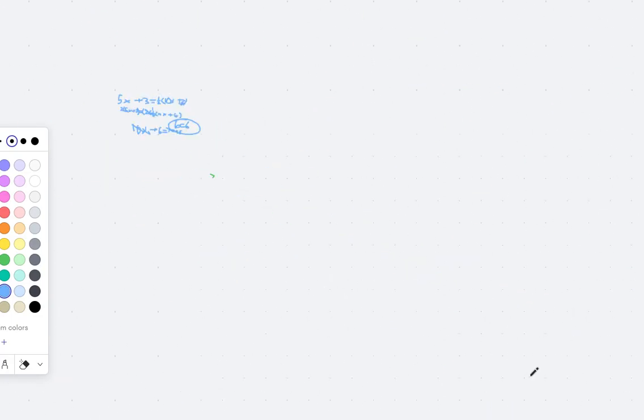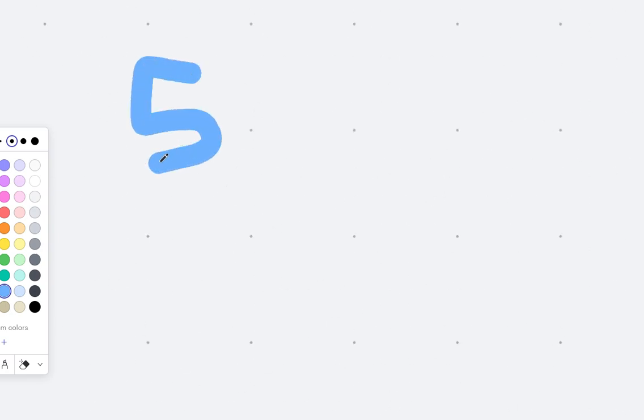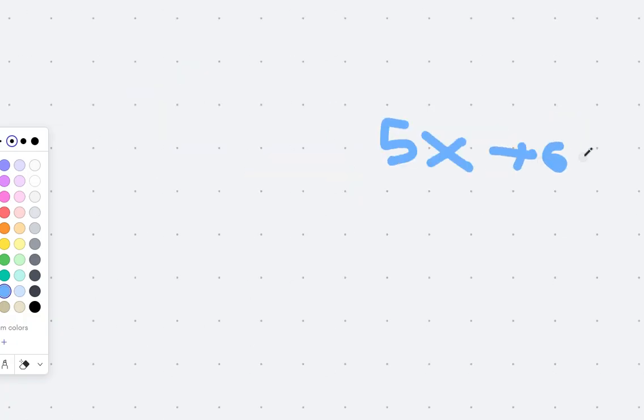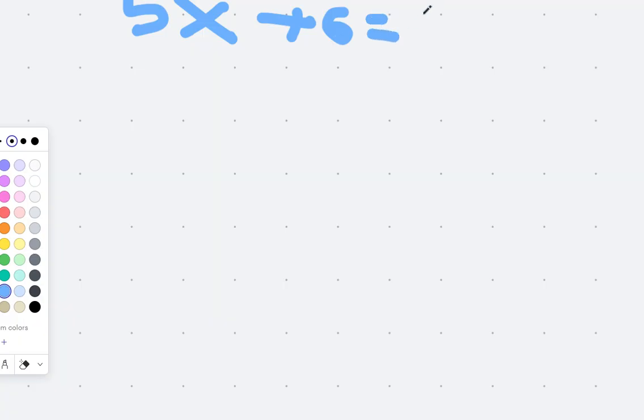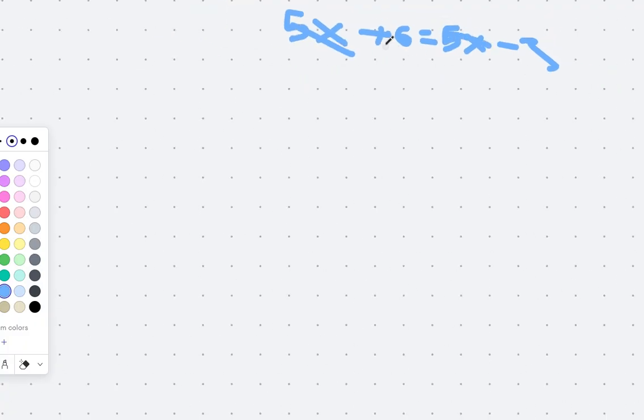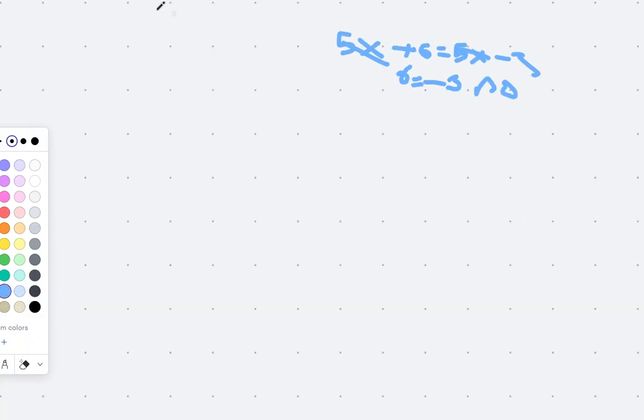Now, let's go to an example where no solutions are available. For example, 5x plus 6 is equal to 5x minus 3. Let's just say that. So you can cancel the 5x out because they'll just become 0. So you get 6 equal to negative 3. Well, is 6 equal to negative 3? No, right? So this will be no solutions, or no real solutions, you can say.